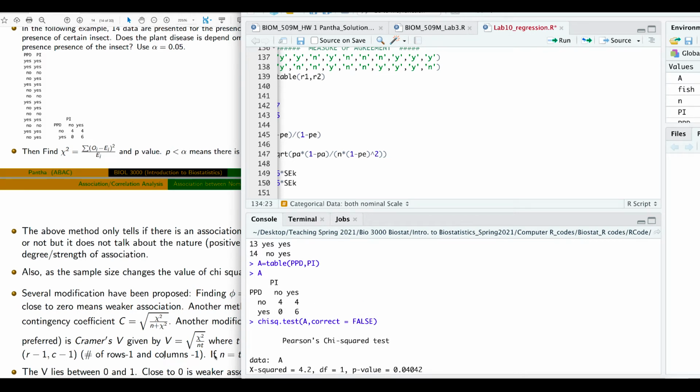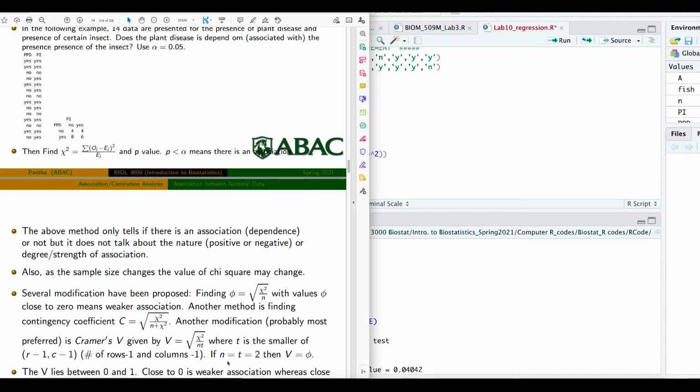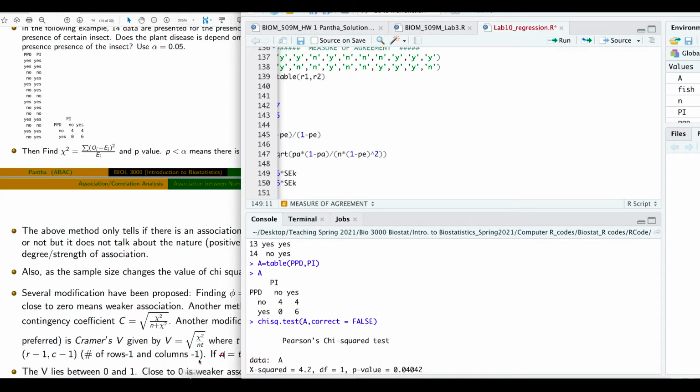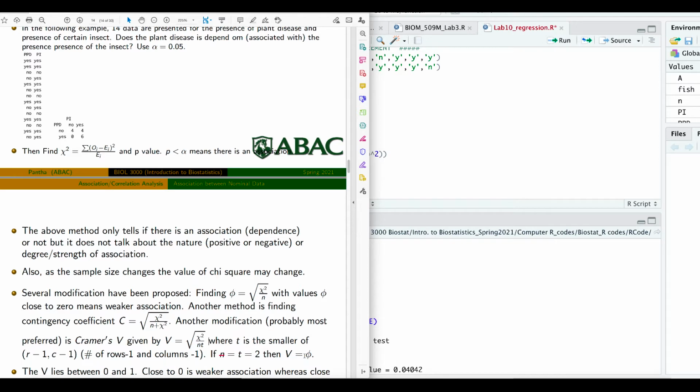That should not be n, that should be r. So if r equals t equals 2, then V is equal to phi, because t will be 2 minus 1, and c is 2 minus 1, so that is 1, and the smaller of 1 is just 1, so that just becomes phi. That's what it is saying here.